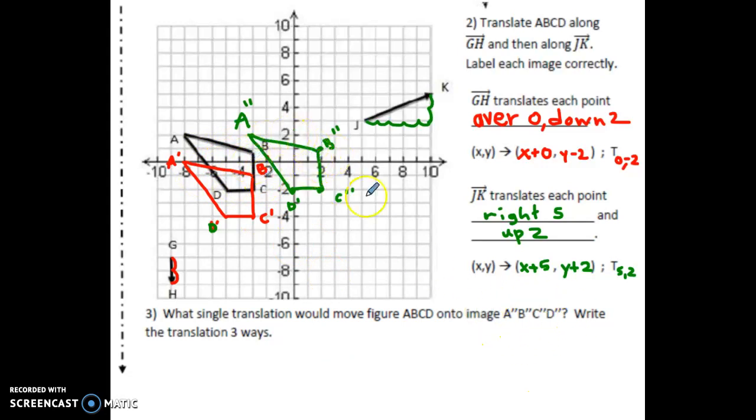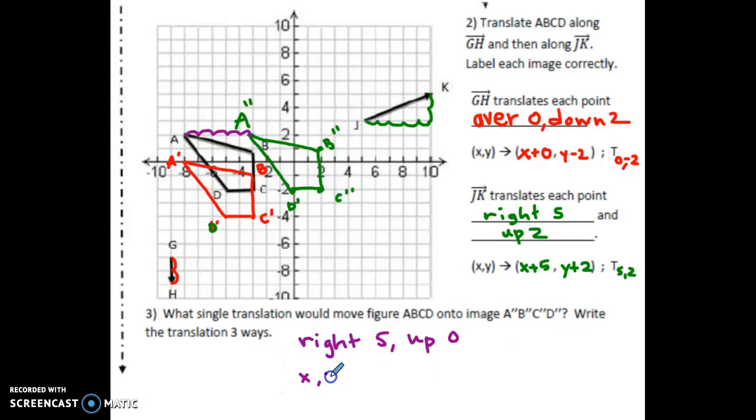For question 3, it says, what single translation would move figure ABCD, the original one, onto the second image that we just created, the green one, A double prime, B double prime, C double prime. So if we just had to move from A onto A prime, it looks to me like we would only have to move to the right 5. Did we move it up or down any? No, we did not. So I guess you could say up 0 if you wanted to for your verbal directions.